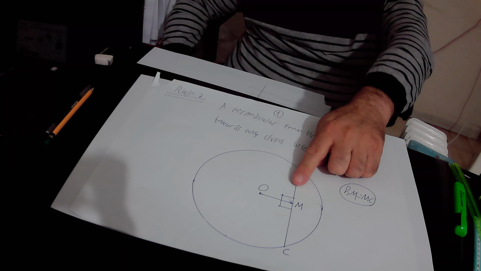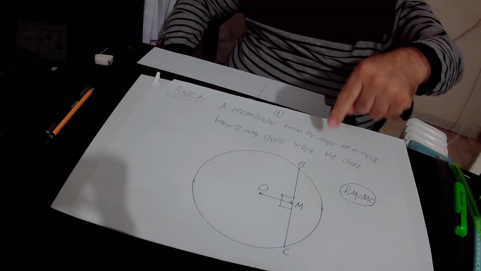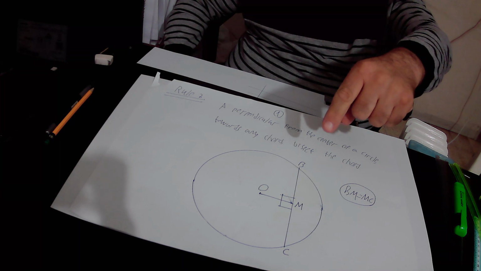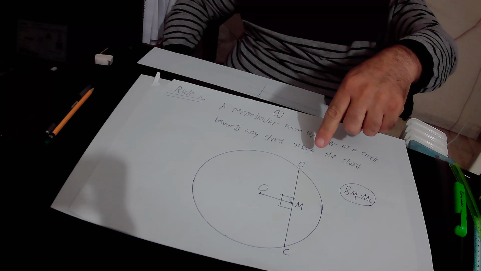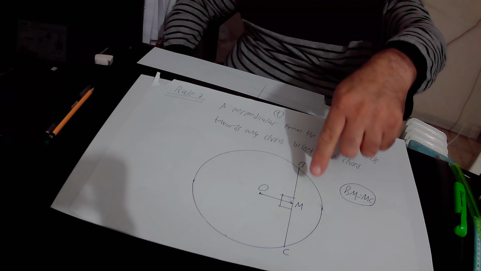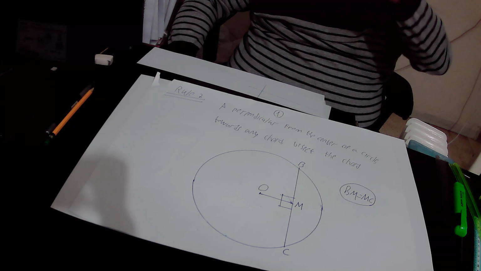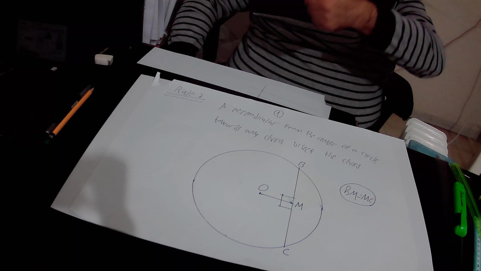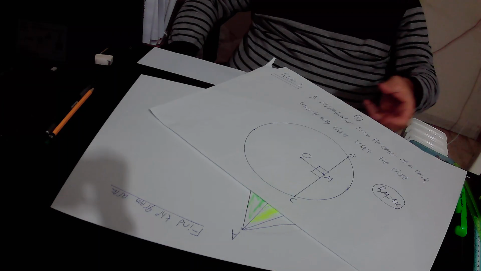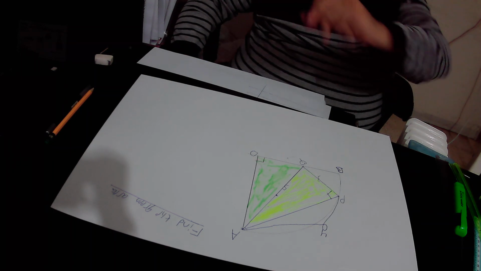So actually, the perpendicular OM, according to rule number 2, bisects chord BC. That is to say, it divides it into two equal parts. The first half is BM, the second half is MC. So BM equals MC according to rule number 2. So whenever you draw a perpendicular from the center of the circle towards any chord, it will bisect the chord. In this case, BM equals MC. So we implement a new rule in our drawing.